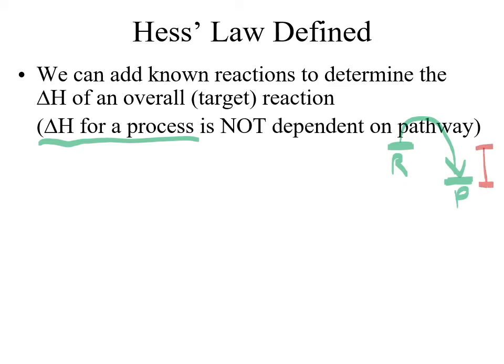will be the same. Even if you go to point C in the middle or D or E or however many points in the middle, it doesn't matter. As long as you start at one point and you end at the other point, delta H is going to be the same. And so that's what Hess's Law is based on.